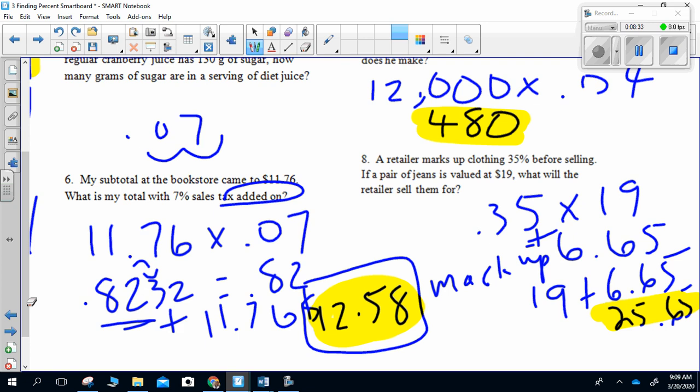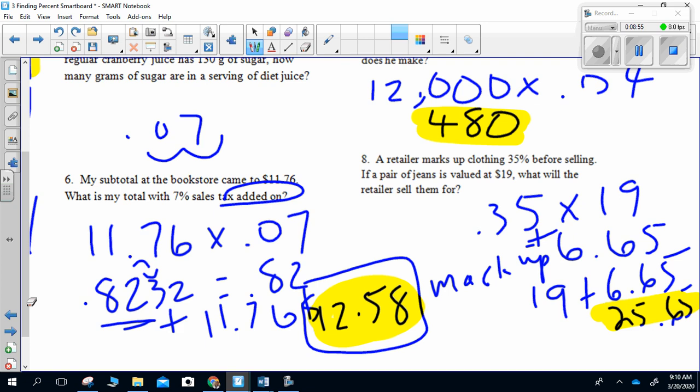That means they bought it for one price, and when they sell it, they're going to add some percent to it so that they can make a profit or more money than what they bought it for. And so I'm going to take that 35%, change it to a decimal, 0.35, multiply it by the $19 pair of jeans that the retailer paid for them.